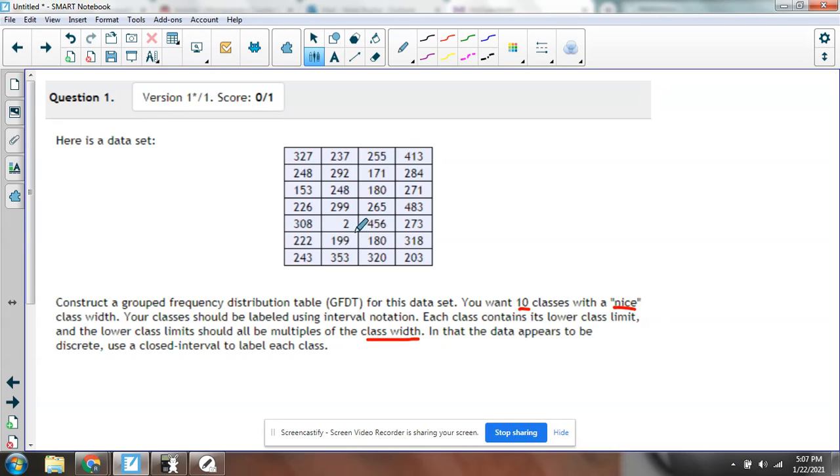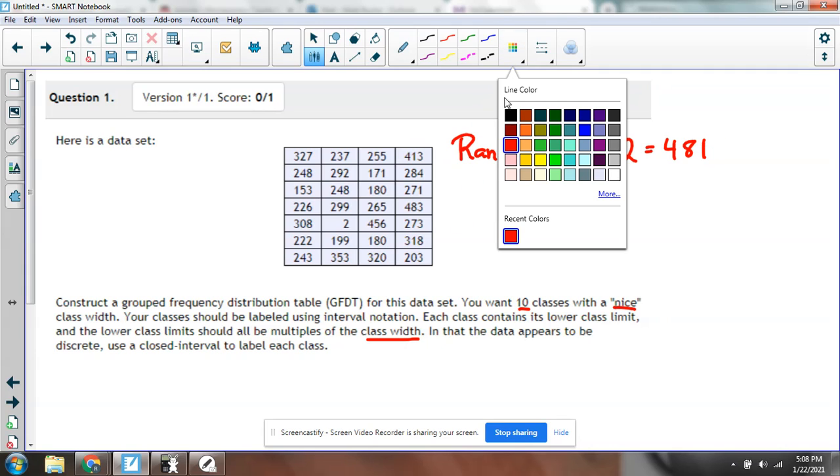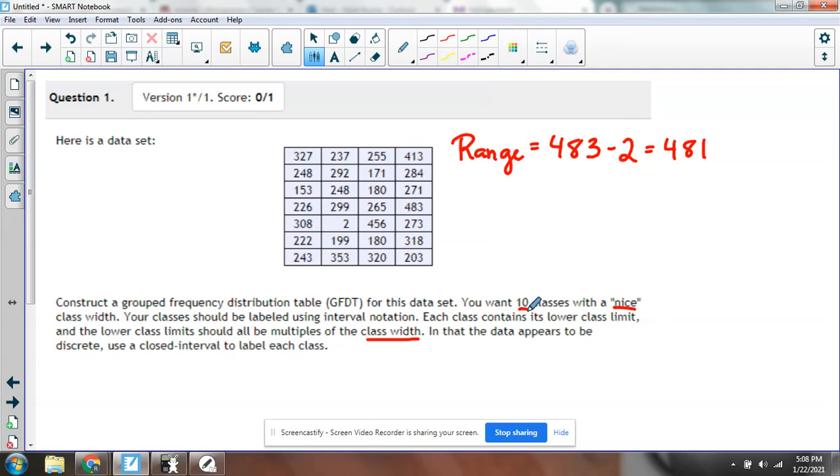I'll explain that. For all of these problems, the first thing you want to do is find the range. We're going to take the highest value, so we look through this and try to find it. Looks like 483 is the highest. And the lowest kind of sticks out. That's just going to be 2. So I subtract to get the range. My range is 481.